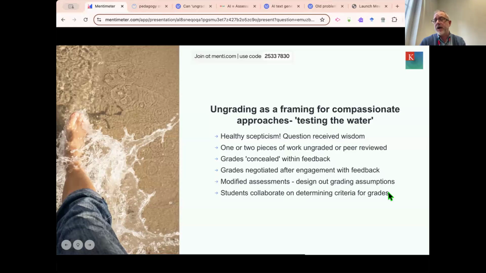Or think about something that requires written feedback or audio feedback or something like that and completely withhold the grade. Or if you need to give them the grade, withhold it and give it later or something like that. You can do all sorts of things like that. You can conceal grades within the feedback. You can withhold. You can negotiate the grade after they've shown that they've engaged with the feedback. You can modify assessments to design out grading assumptions. And you can even get students to collaborate on determining grades, as per the example that I gave earlier.